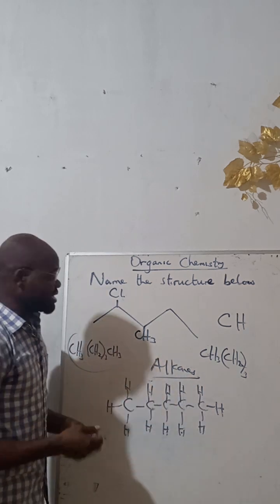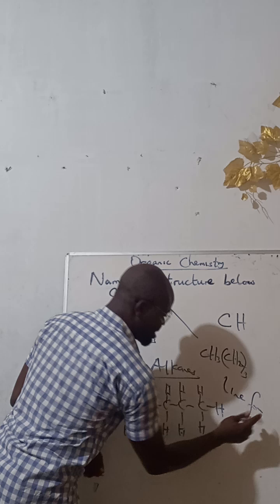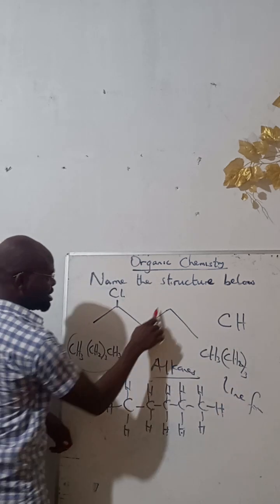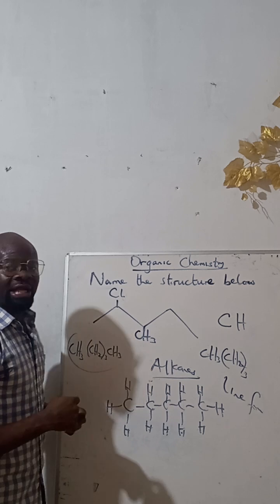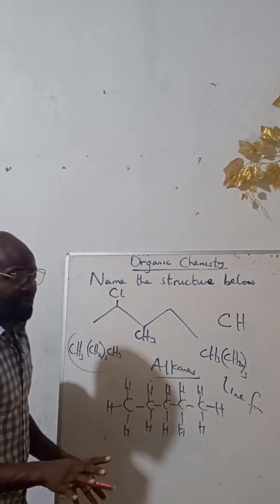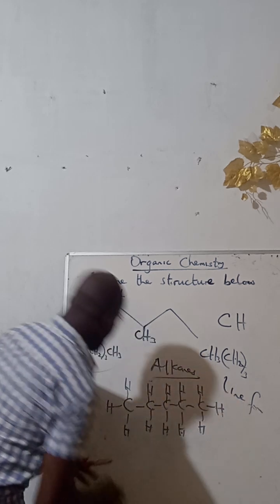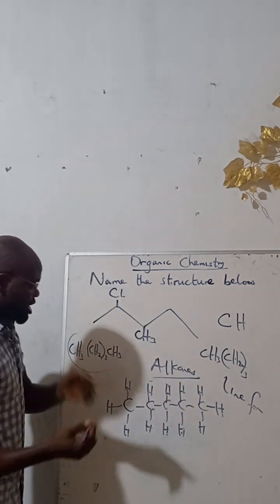Then the third form is line form. That line form is what you can see, what we are given here. If you see something like this, it's a line form of writing a structure in organic chemistry. So now, what do we do? Very easy and simple. Let me explain it to you.